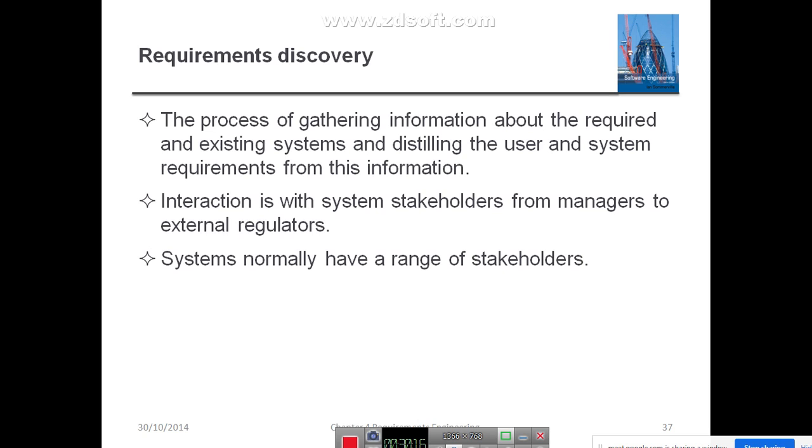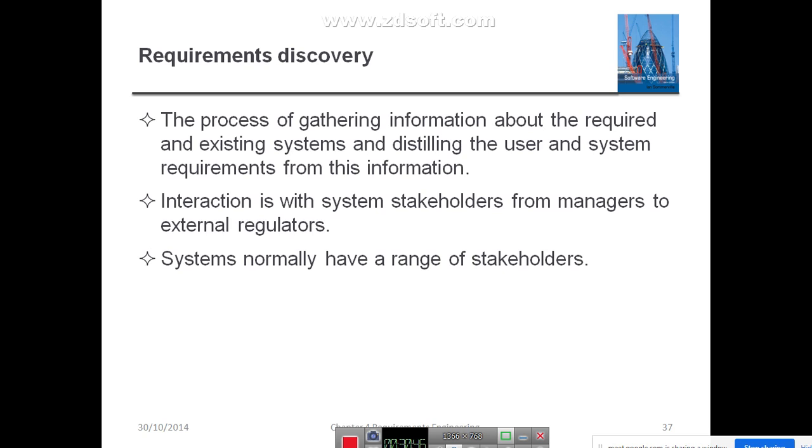From the particular information you got, you already know there are two types of requirements: one is user requirements and the second is system requirements. User requirements are written using natural language, mainly for the customers. System requirements are where you give the system description in detail.